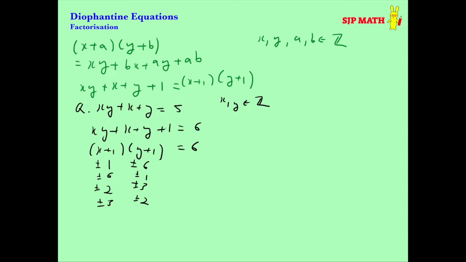Actually, there are quite a few cases here, so there might be a more elegant way to solve this problem, but this is one technique. And there's only a finite number of solutions, so it shouldn't take that long. If x plus 1 is equal to 1, then x is equal to 0, and if y plus 1 is equal to 6, then y is equal to 5. And we just repeat it. We just find x and y for each case, and we'll get a finite number of solutions, definitely.